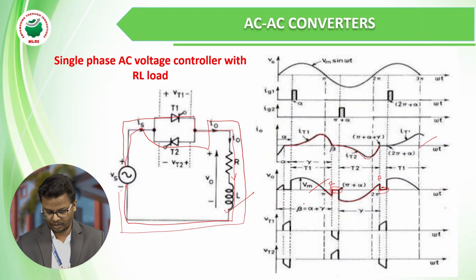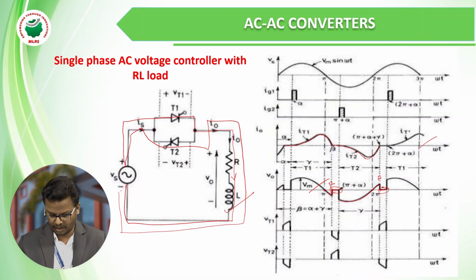And here we can observe the voltage across VT1 and VT2. When the output voltage is 0, the source voltage appears across the thyristors VT1 and VT2. Why? Because both are acting like an open circuit, so the source voltage will be present across the two thyristors.